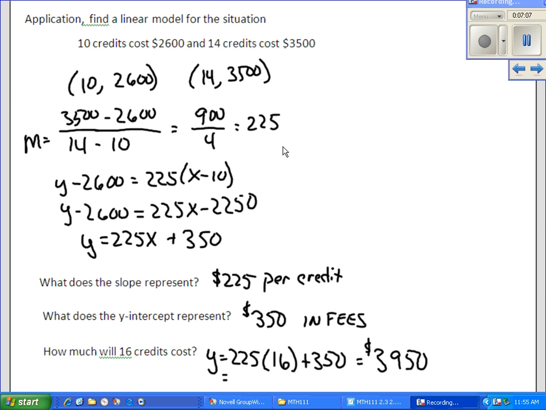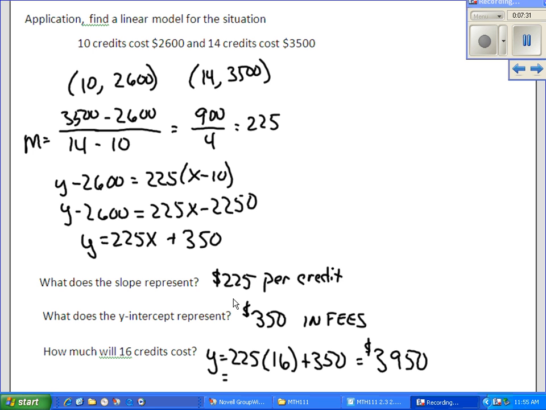Okay, application: find a linear model for this situation. Say 10 credits at a particular college cost $2,600 and 14 credits cost $3,500. Essentially, we'll be given two points. We have an x value, a y value, an x value, a y value. We can find the slope, pick one of the points to plug in for x and y, and simplify.